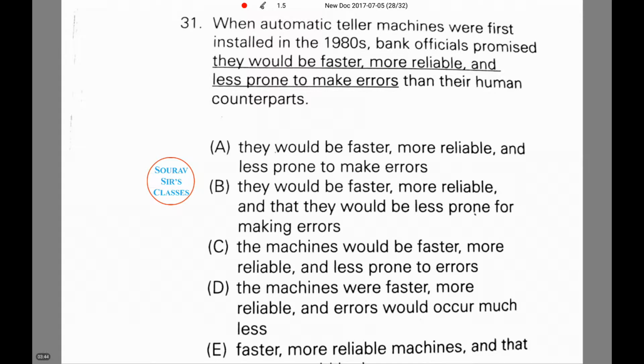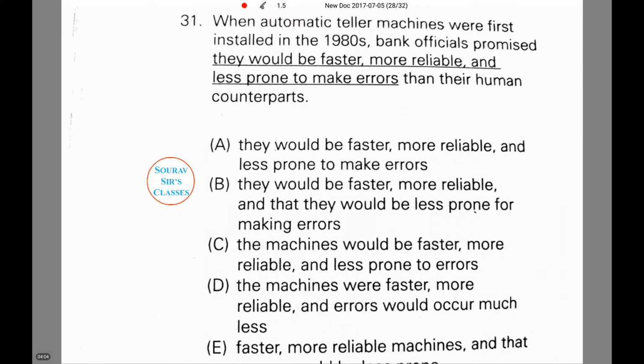In the next question we have another of the similar type just for your practice. Again there is an underlined sentence: when automatic teller machines were first installed in the 1980s, bank officials promised they would be faster, more reliable and less prone to make errors than their human counterparts. Now read among the following options.